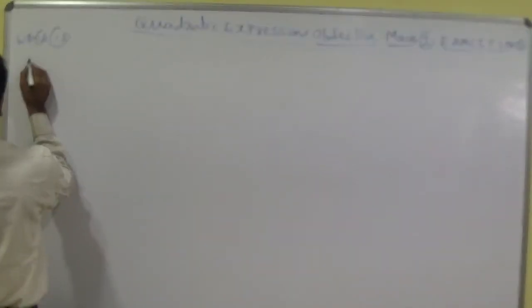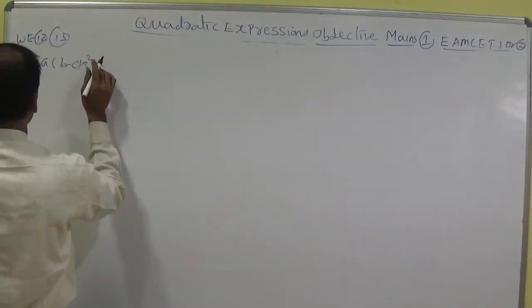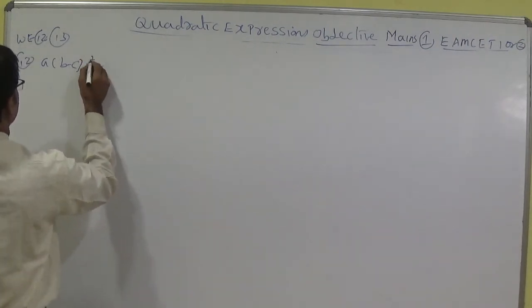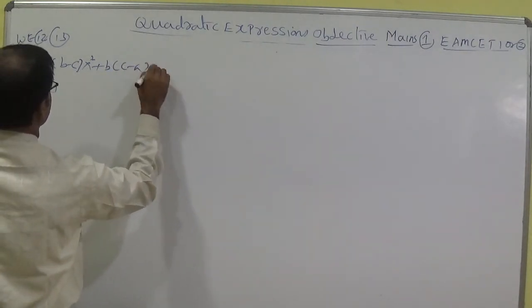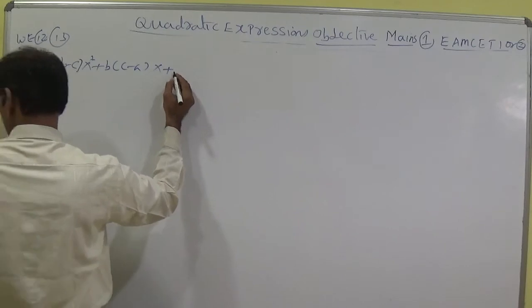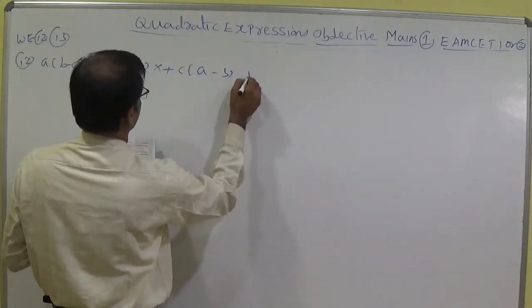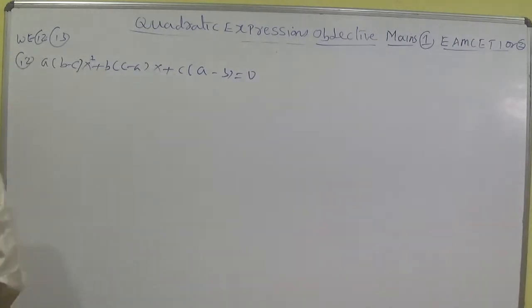Worked examples 12 and 13. See the worked example 12 question: a(b - c)x² + b(c - a)x + c(a - b) = 0.